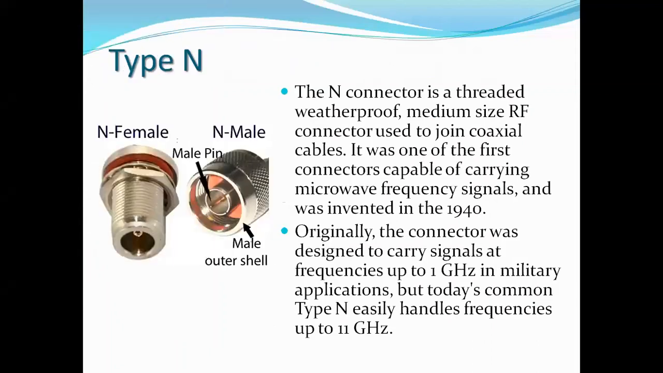Type N connector. The N connector is a threaded, waterproof, medium size RF connector used to join coaxial cables. It was one of the first connectors capable of carrying microwave frequency signals and was invented in 1940. Originally, the connector was designed to carry signals at frequencies up to 1 gigahertz in military applications, but today's common type N easily handles frequency up to 11 gigahertz.